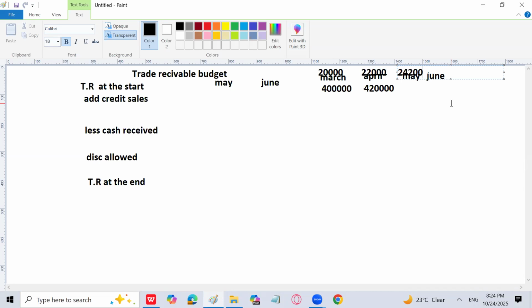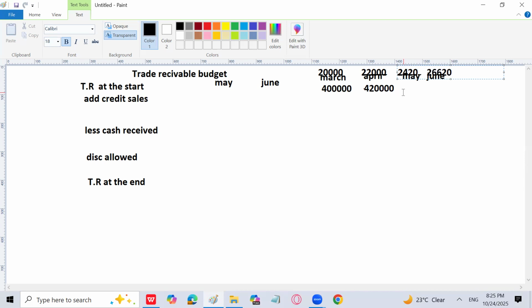Then again, 24,200 into 20%. We will add 10% to it, that is 2,420. So 10% of 24,200 is 2,420. So 24,200 plus 2,420 is 26,620. That is going to be the sales for June.